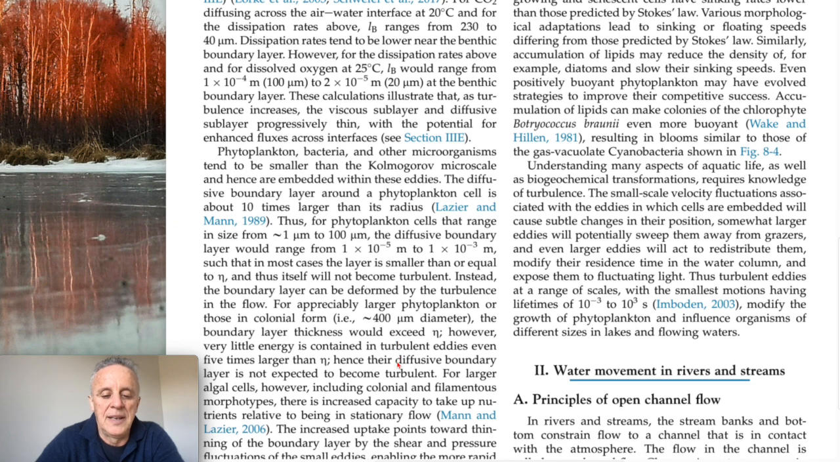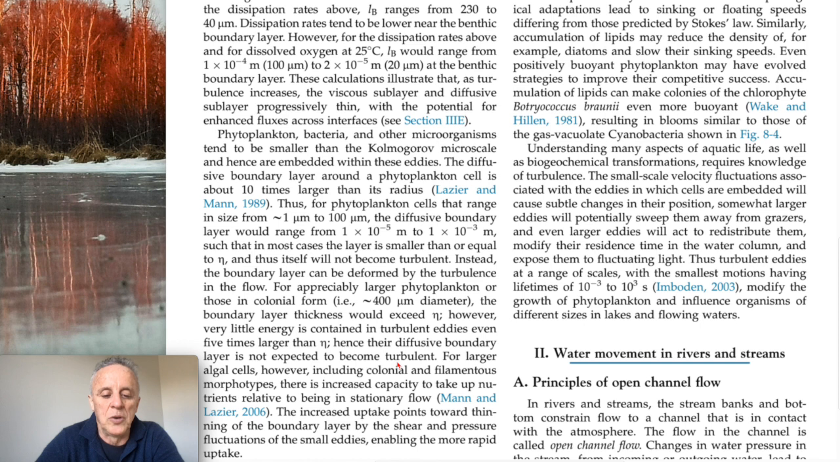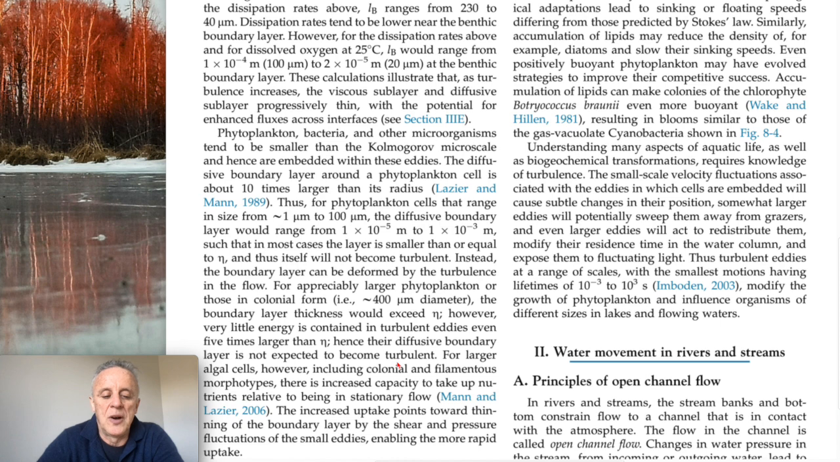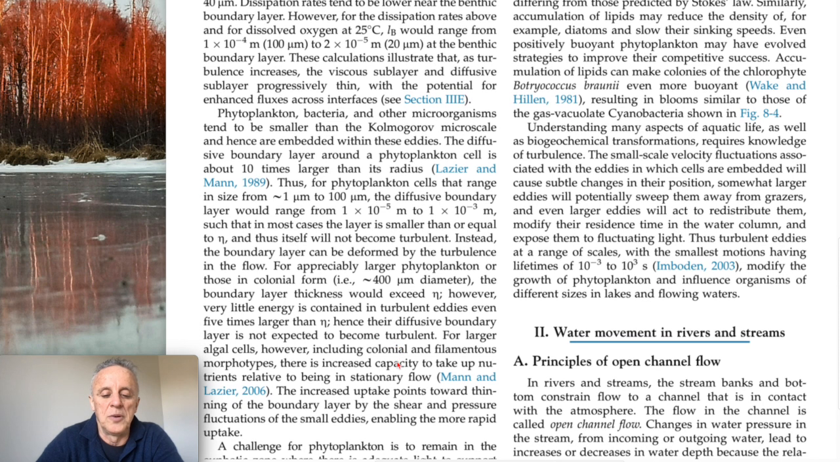For appreciably larger phytoplankton, or those in colonial form, greater than 400 micrometers, the boundary layer thickness would exceed eta. However, very little energy is contained in turbulent eddies even 5 times larger than eta. Hence, that diffusivity boundary layer is not expected to become turbulent.